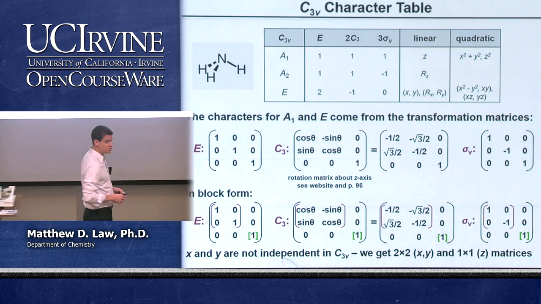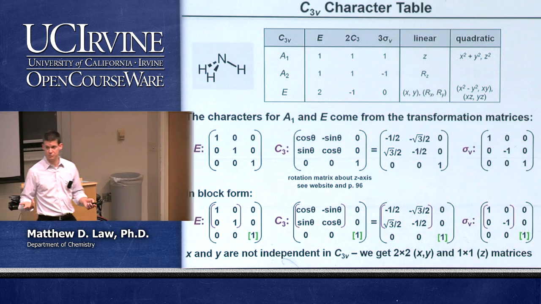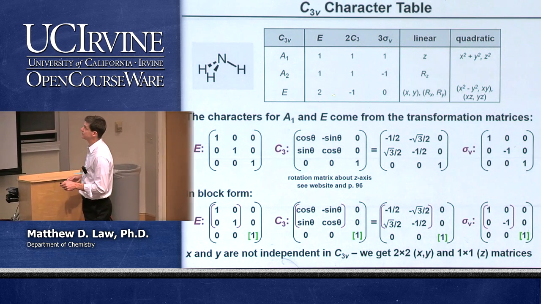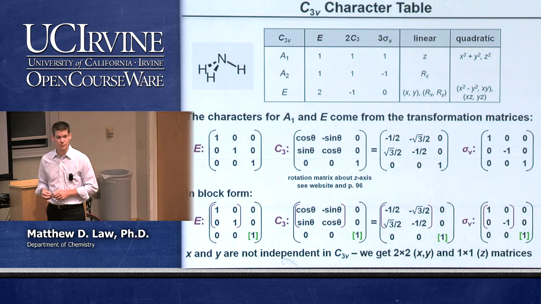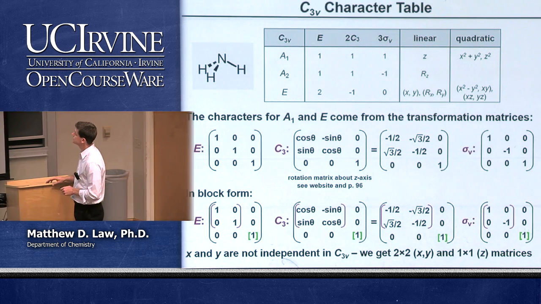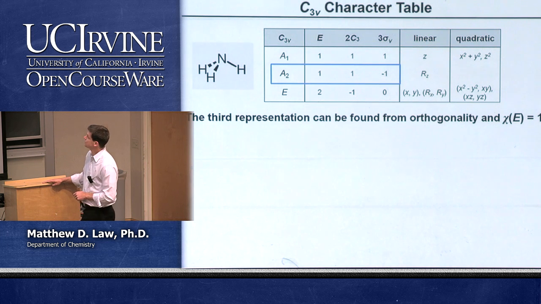How do we get A2 to complete the table? Well, we can do that by using the orthogonality rules, and the fact that A2 has to have a character of 1 under the identity operation. So that gives us E in the red. It gives us the A1 in the green matrices there. A2 comes about by using orthogonality and the fact that the character under E has to be equal to 1.